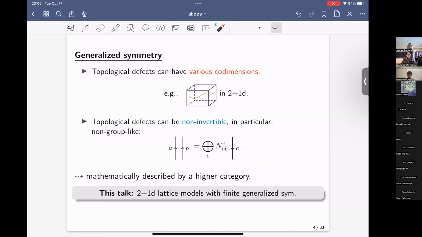But in the most general case, we can consider the mixtures of the higher form symmetries and the non-invertible symmetries. And such symmetries are mathematically described by higher categories. So the main goal of this talk is to construct 2+1 dimensional concrete lattice models with finite generalized symmetries, which are described by fusion 2 categories. These are special examples of higher categories.